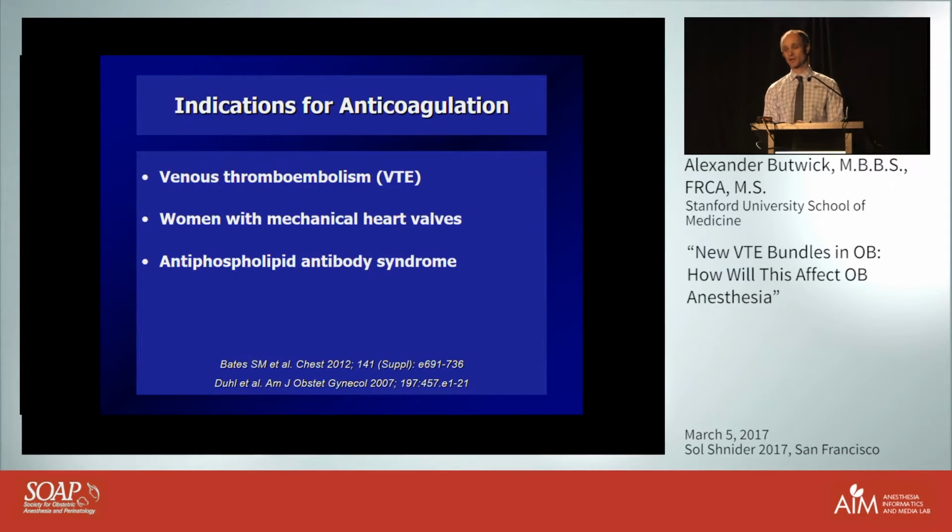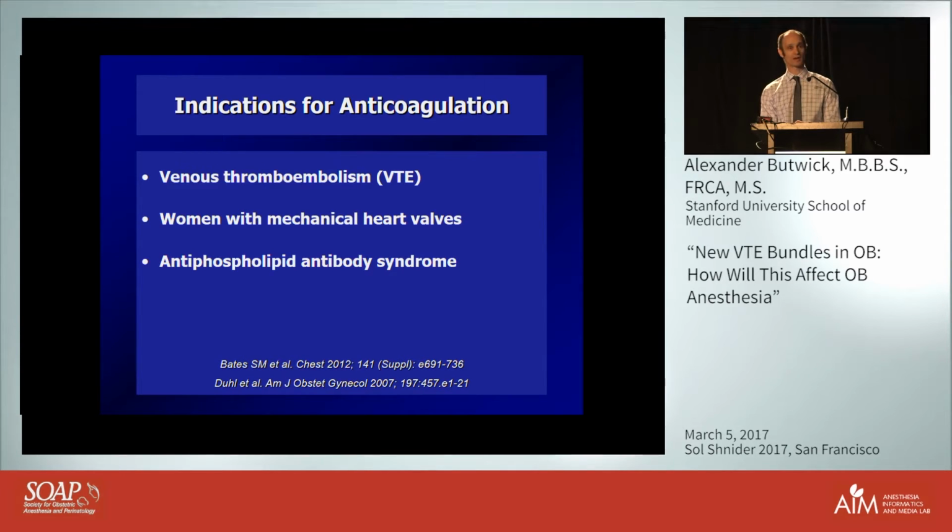Now, who should we anticoagulate? The recommendations for anticoagulation invariably involve patients who have risk factors for VTE. Not surprisingly, if someone has a VTE during pregnancy or in the period after delivery, these patients will get therapeutic anticoagulation. Far less commonly are people who have mechanical heart valves. So not surprisingly, these women receive therapeutic anticoagulation to try and prevent problems with systemic embolism.